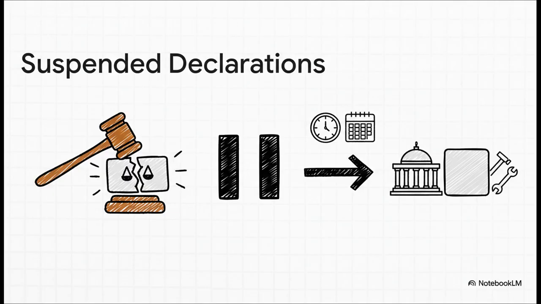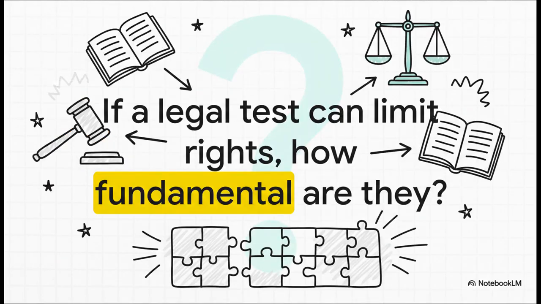And in some really rare and exceptional cases, a court might issue what's called a suspended declaration. It will declare a law invalid, but then it hits the pause button on that ruling for a while. It's like the court saying, this law is broken, we're giving you a year to fix it, and then it's gone. This gives the legislature time to draft a new law and avoids a dangerous legal gap, especially in areas like public safety. And that brings us to the end of our roadmap.